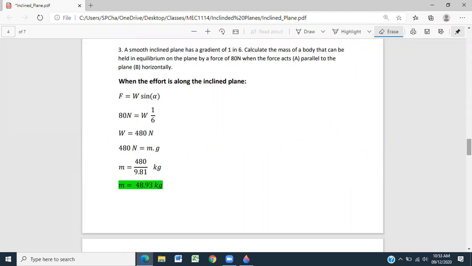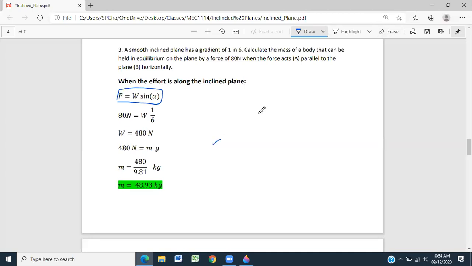Number 3. A smooth inclined plane has a gradient of 1 in 6. Calculate the mass of a body that can be held in equilibrium on the plane by a force of 8 newtons when the force acts A, parallel to the plane, and B, horizontally. Again, we already solved these formulas. We already proved them. F is W sine alpha. We know the gradient, 1 in 6.